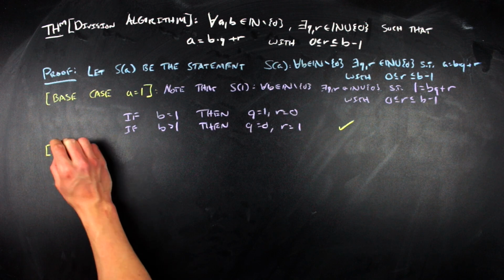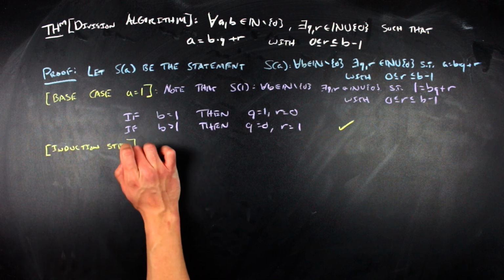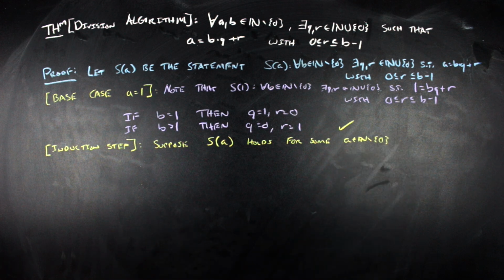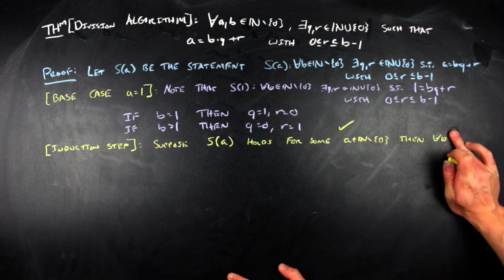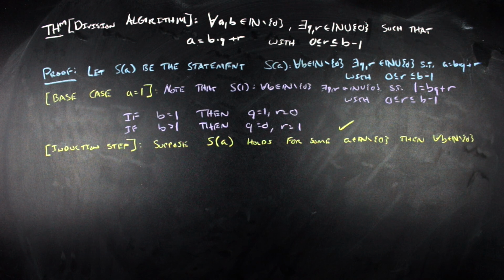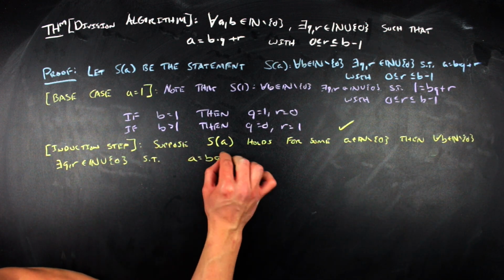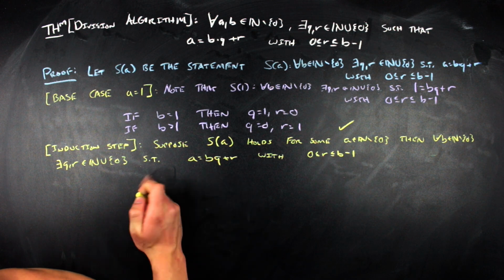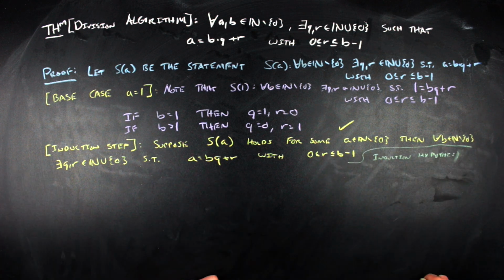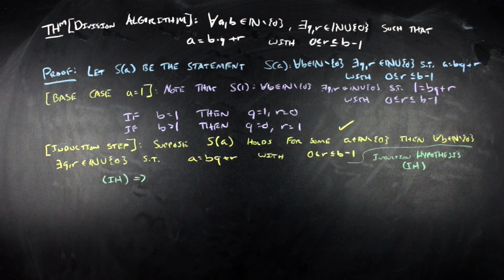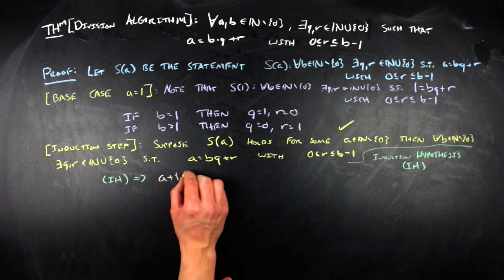So in the induction step, we go ahead and suppose that S of A holds for some a natural number not equal to 0. And so if we do that, S of A just tells us that A is equal to B times Q plus R, for whatever B that you choose, you can find a Q and an R that do the thing that you want. In order to get something that looks like the equality that would be in the S of A plus 1 statement, we can just add 1 to both sides. So we'll have A plus 1 is equal to B times Q plus R plus 1.